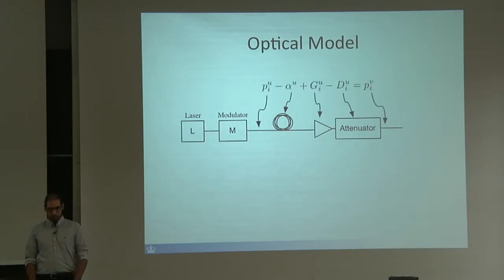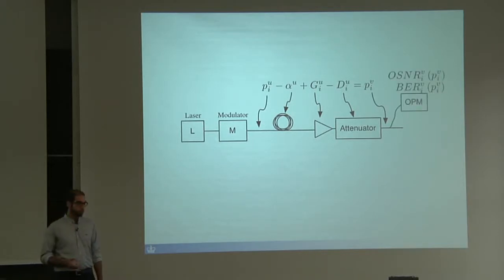So in this scheme, we propose the following notation. First, our key variable is the variable P, which corresponds to the power of the optical transmission. So P_iu is the power of wavelength i on span u. As this power goes through the fiber, it gets attenuated by an amount alpha, and then it gets amplified by G, and then attenuated again by D, to result in a new power in the next span of the transmission. So these are all values in dBs. And here we can control either G or D, by changing the amount of attenuation or amplification.